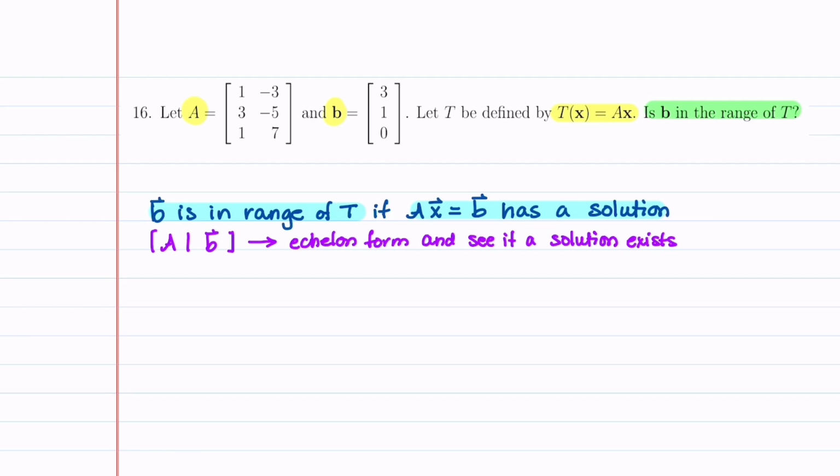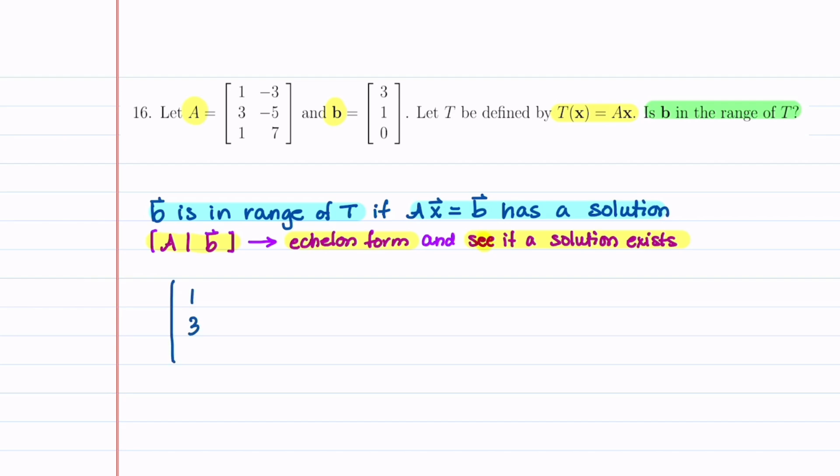To do that, we're going to take matrix A, augment it with B, and put it in echelon form. The reason for that is when we want to determine what type of solution we have, we have to put our augmented matrix in echelon form. We don't have to put it in reduced echelon form. Once we have our augmented matrix in echelon form, we're just going to be able to see if a solution exists. So we're going to start by creating our augmented matrix.